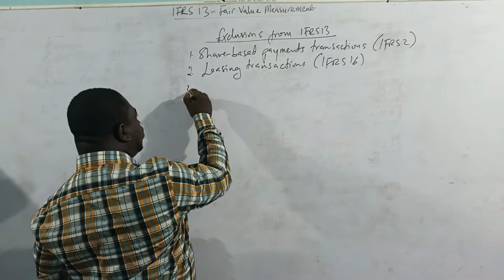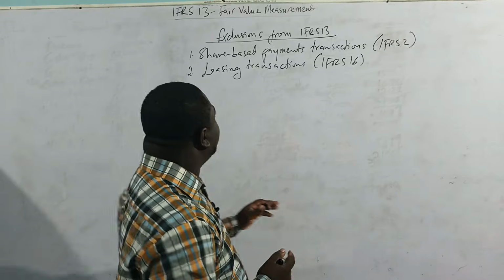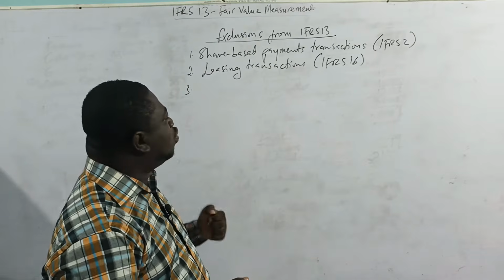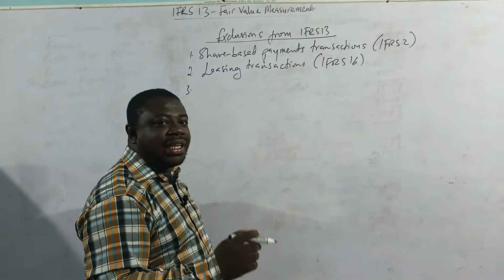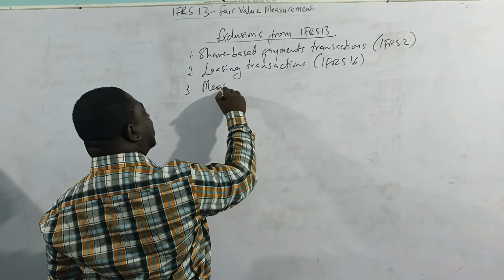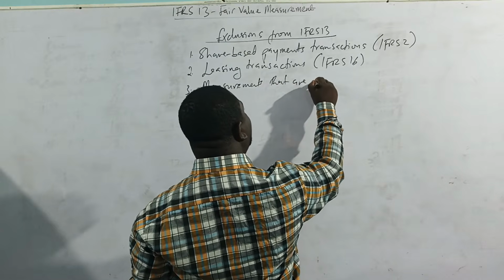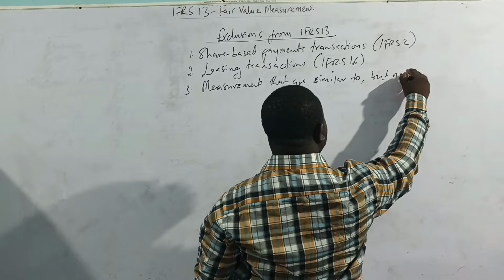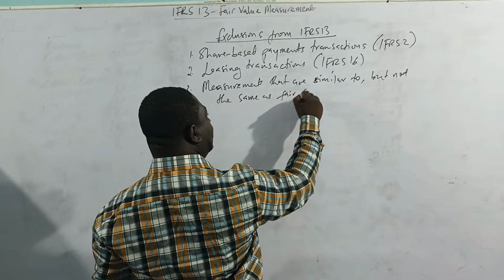Then it also excludes measurements which are similar to but not the same as fair value. So it excludes fair value measurement in share-based payment transactions. It also excludes fair value measurement in leasing transactions. Then it excludes measurements that are similar to, but not the same as, fair value.